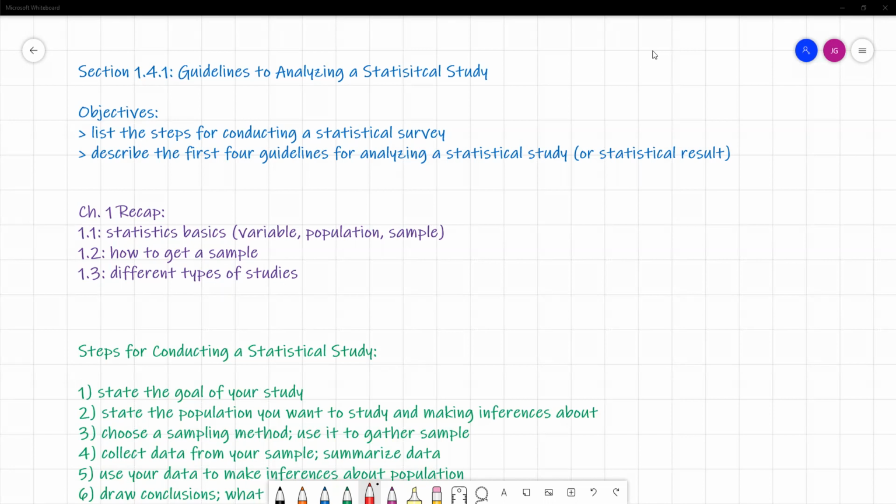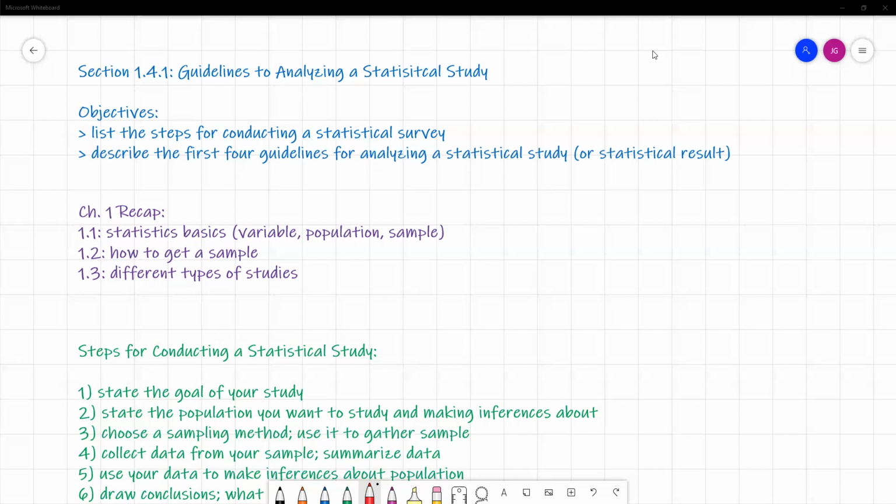It'll be good to just kind of recap so far what we've seen in chapter 1. You don't have to write this part down, this chapter 1 recap, especially because you're going to be writing a lot in this video. So don't worry about writing this part down, just kind of reviewing what we've seen so far in this chapter. First section, we covered the basics, where we talked about variable, population, sample, kind of the setup for the next sections we're going to look at, right?